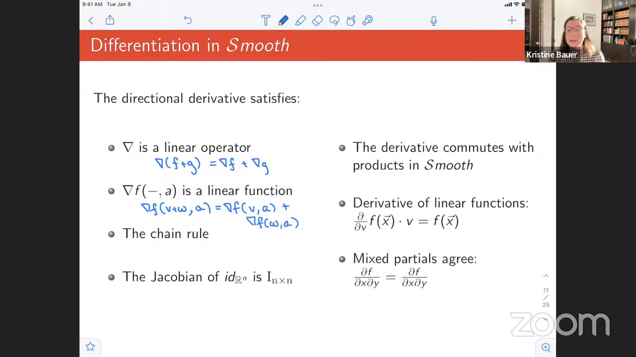Okay. It satisfies a chain rule, and I won't write that down because the form of the chain rule is exactly the one that I showed you on the previous slides. It satisfies a nice property when I evaluate the derivative of the identity, because the Jacobian of the identity function is exactly the identity matrix. The derivative commutes with products and smooth, but I need to be a little bit careful what I mean about this.